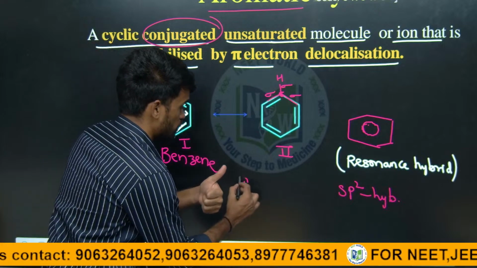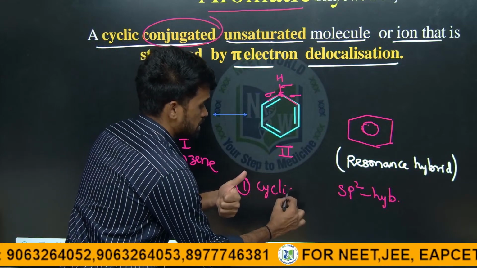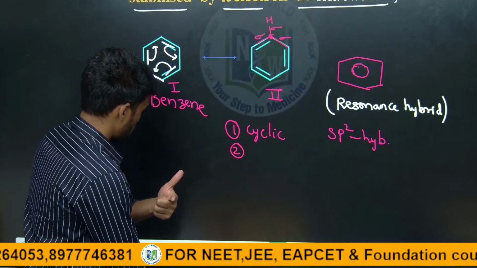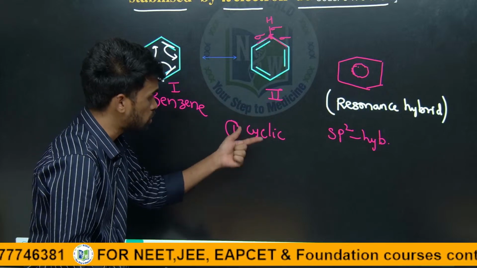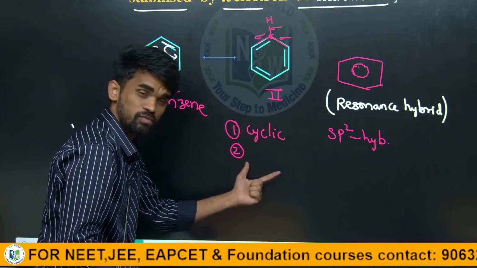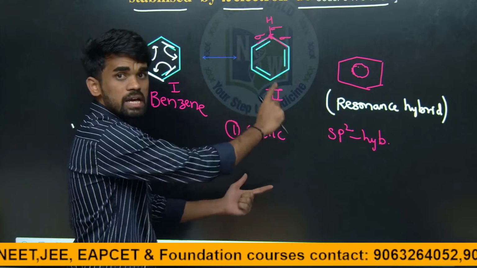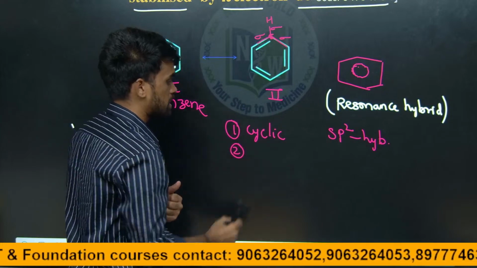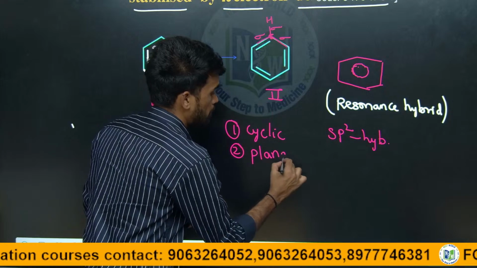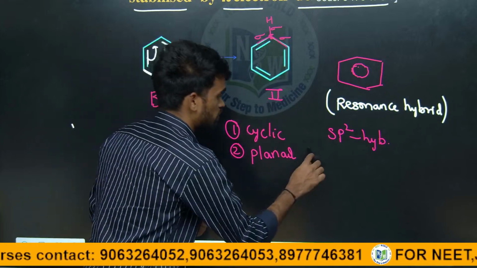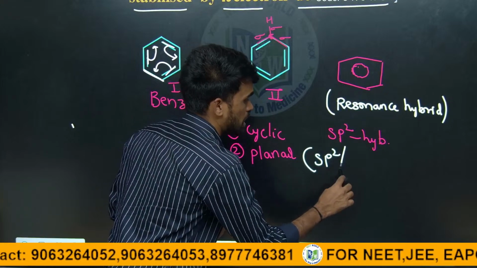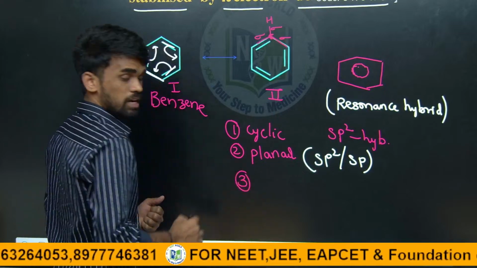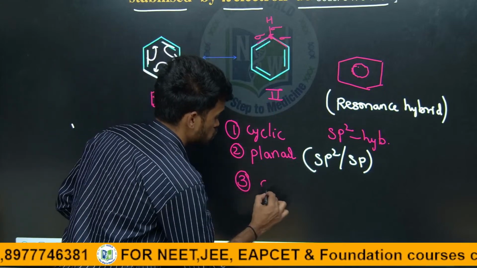What is the first condition? The compound should be cyclic. The next condition is that the compound should be planar. Whatever organic compound we take should follow these conditions. If it follows them, we can consider the molecule an aromatic compound. When will it be planar? It will be planar when it has sp2 or sp hybridization. The third condition is that complete conjugation should be there.